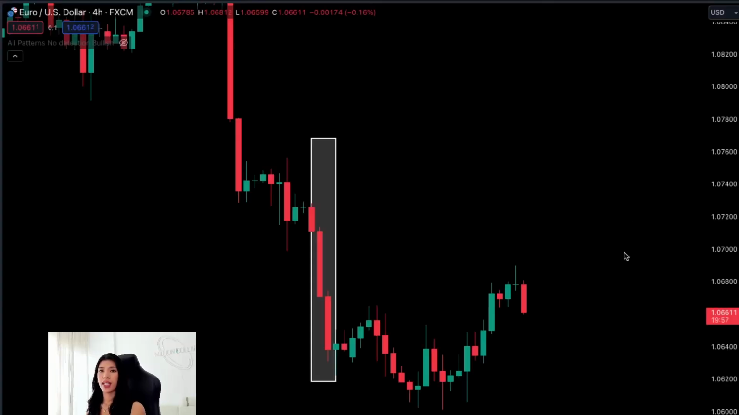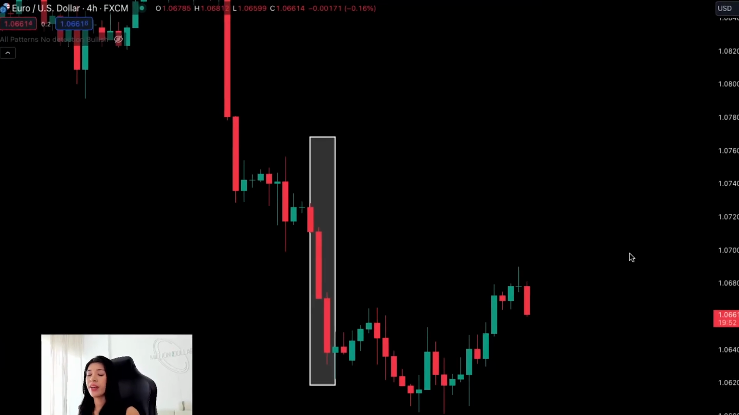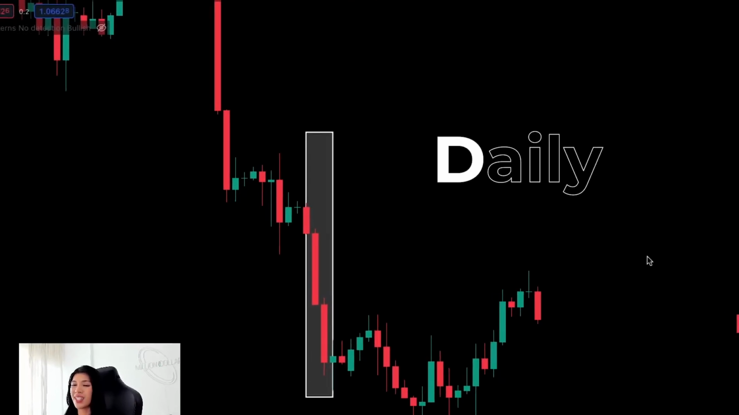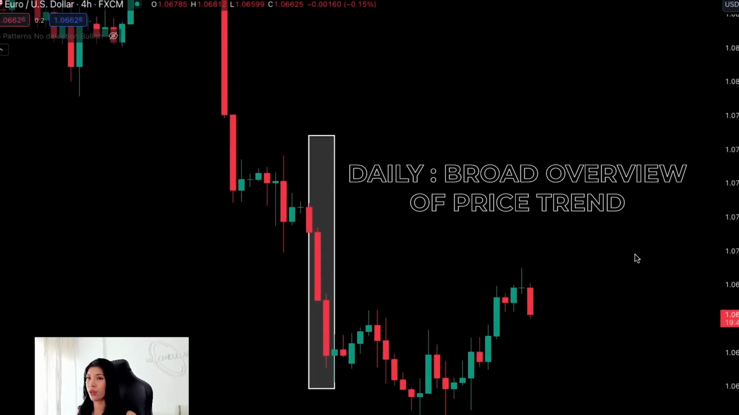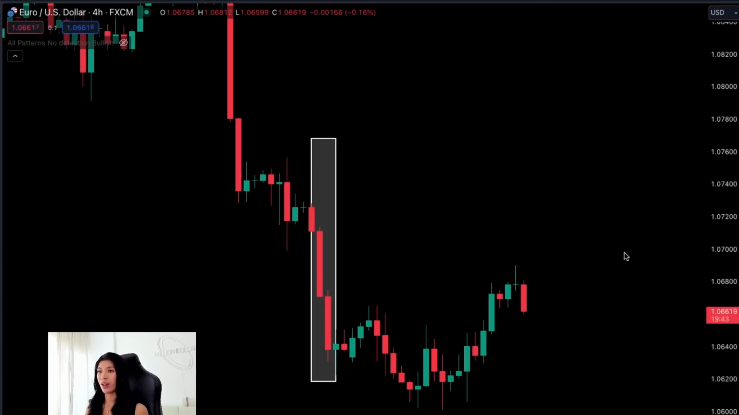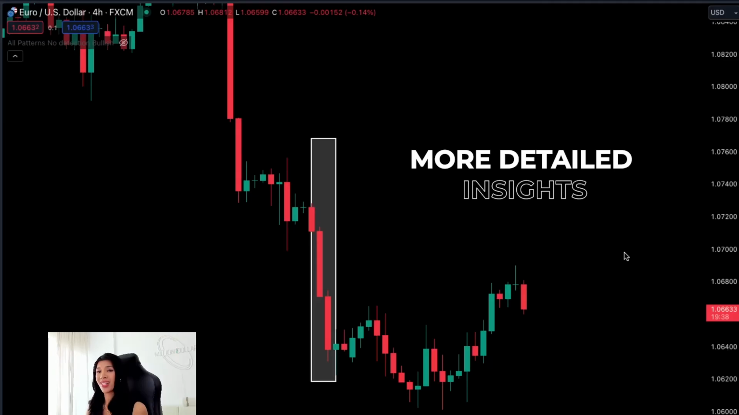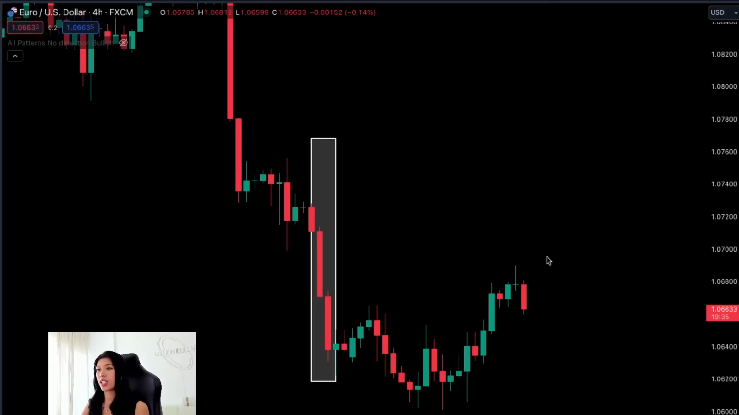Okay, so now let's take a look at multi-time frame candlestick analysis. Candlestick patterns vary across different time frames. On higher time frames such as daily, the candlesticks provide a broad overview of the price trend. However, for lower time frames such as M15, the candlesticks offer more detailed insights. Okay, so let's take a look at this.